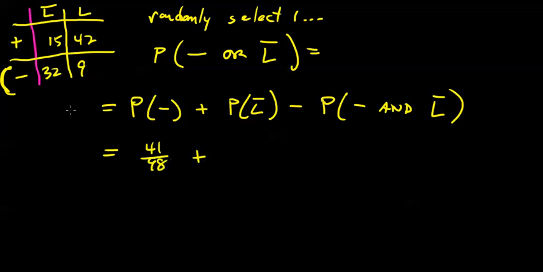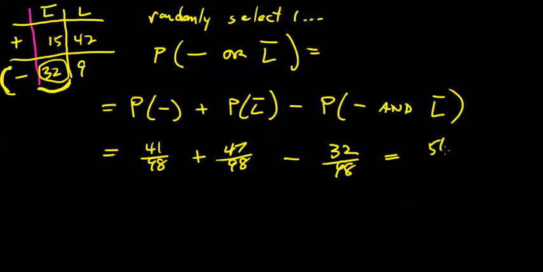Plus the probability of not lying. Well, this row are the not liars. And then we've got 47 out of 98 probability to find a not liar. That's a 47 in the numerator. Minus the probability of both negative test and not liar. And of course, the intersection of that negative row and not liar column is 32. So subtract 32 over 98, and we can punch that out. We've got a numerator of 56 over 98, which grinds out to 0.571.